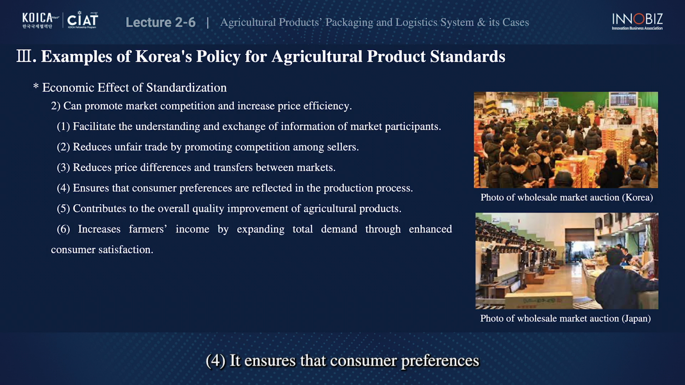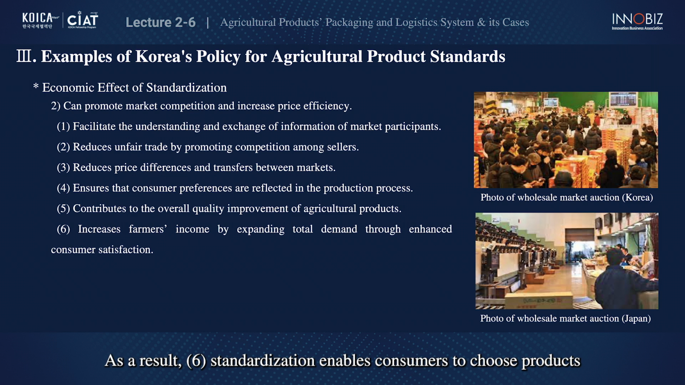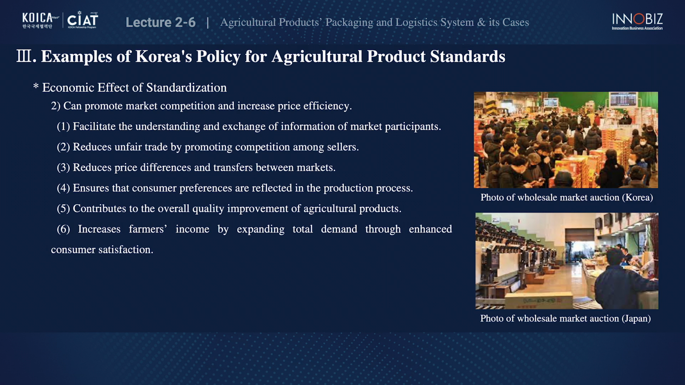It ensures that consumer preferences are reflected in the production process. Producers strive to produce high-quality agricultural products to receive higher prices, thereby contributing to the overall quality improvement of agricultural products. As a result, standardization enables consumers to choose products that fit their income level and increases consumer satisfaction, thereby increasing total demand and making farmers receive better prices.